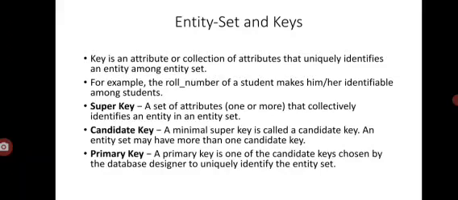Super key. A set of attributes, one or more, that collectively identifies an entity in an entity set is called as a super key. That means a set of attributes, one or more, that are collectively identifies. We come across a situation where in the database we require two or more keys are combined together to identify the tuples uniquely. Then we come across the super key. Candidate key. A minimal super key is called as a candidate key. An entity set may have more than one candidate key.